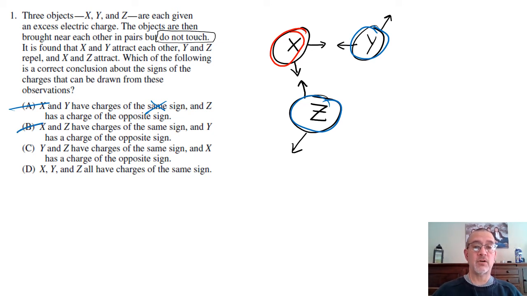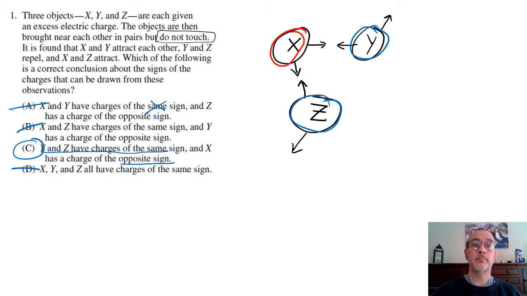Y and Z have charges of the same sign. We colored Y and Z blue, so far that's good. And X has a charge of opposite sign. That sounds like a pretty good solution so far. And here, X, Y, and Z all have charges of the same sign. No, we've determined X is different than Y and Z, so that one is wrong. So the answer to this problem is C.